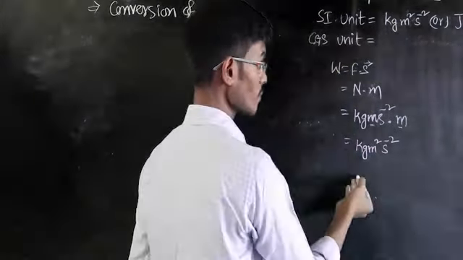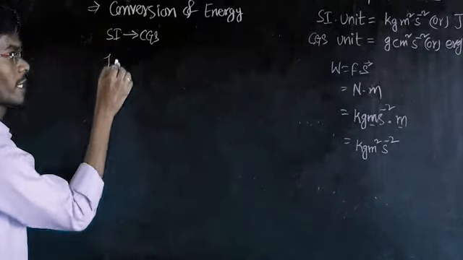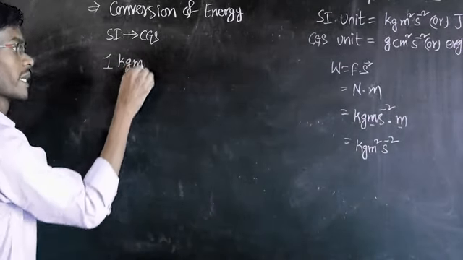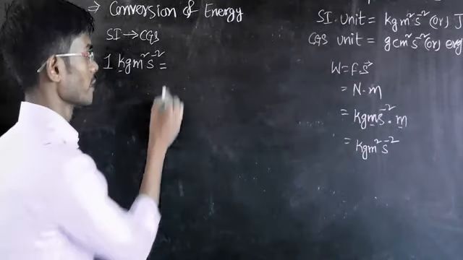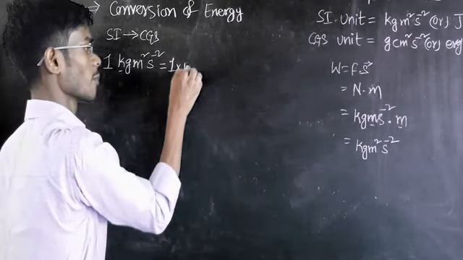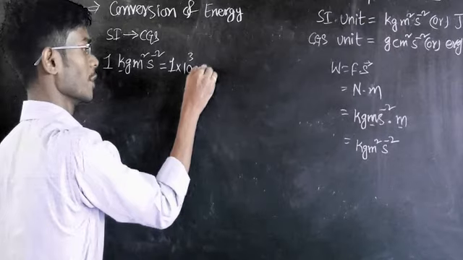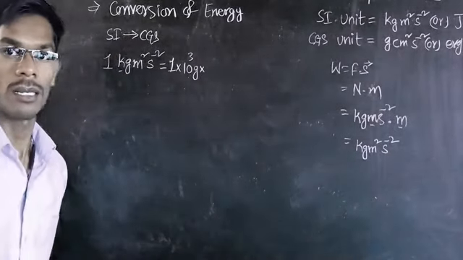What conversion factors are we going to consider? We will check it once. Here, first we are converting from SI to CGS unit. What conversion factor should we consider? The SI unit is kilogram meter square S power minus 2. Then kilo, what is the value of kilo? 10 to the power of 3. So 1 into 10 to the power of 3 gram into meter square.